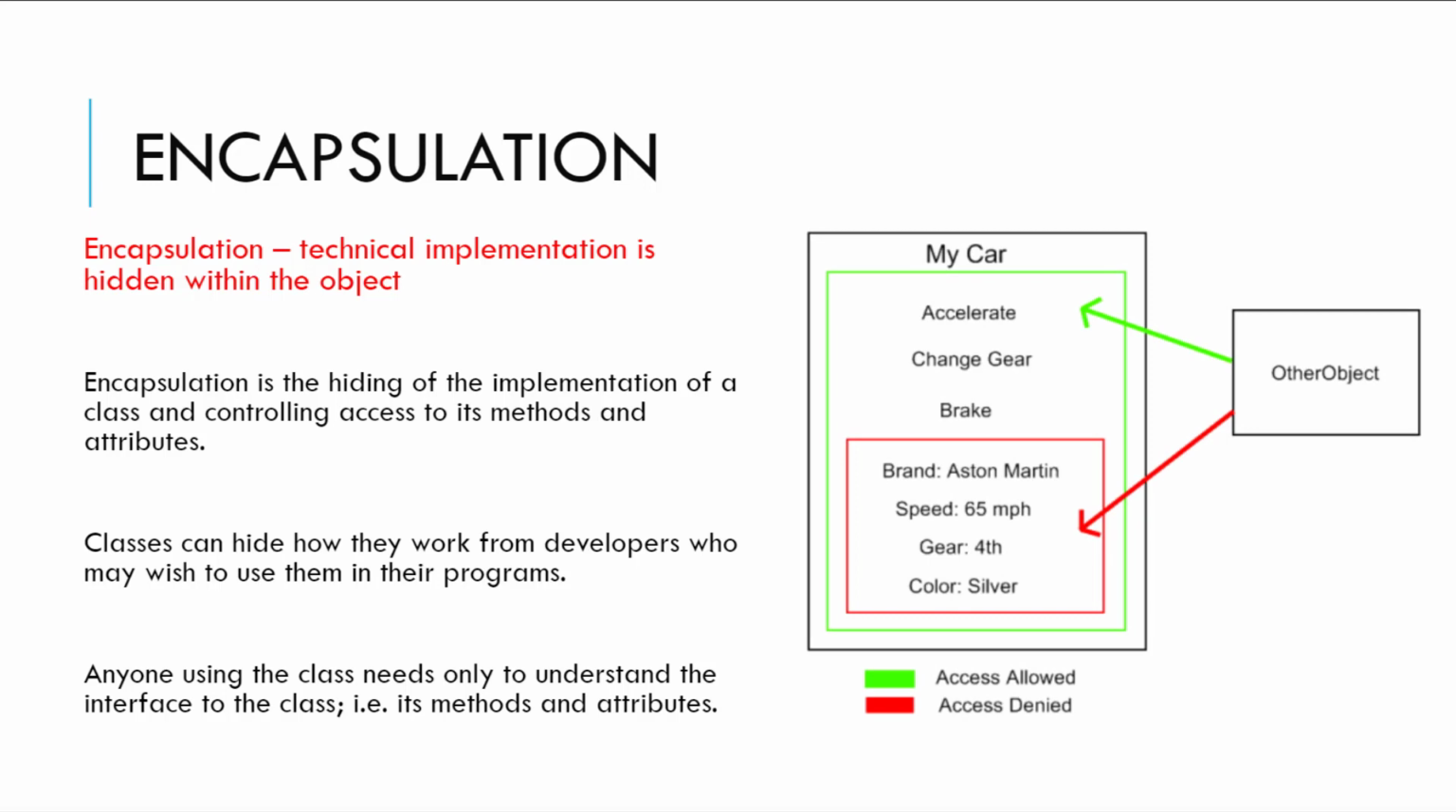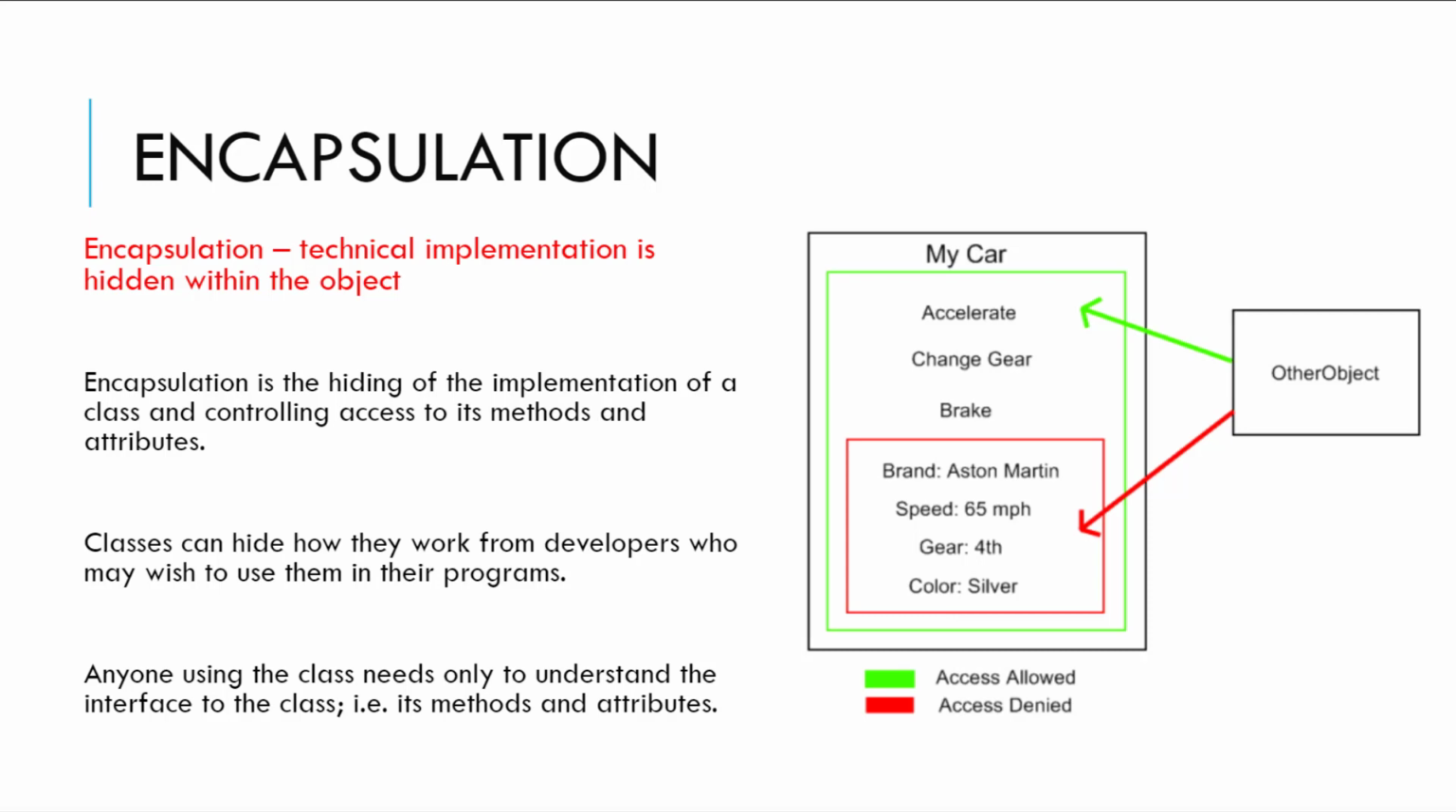So consider the example. I have a car. It can accelerate, change gear, and brake. They're its methods. But it also has some attributes in there as well: brand, speed, gear, color. Now, I don't want them to access the things inside the red box, but I do want them to access the things inside the green box.